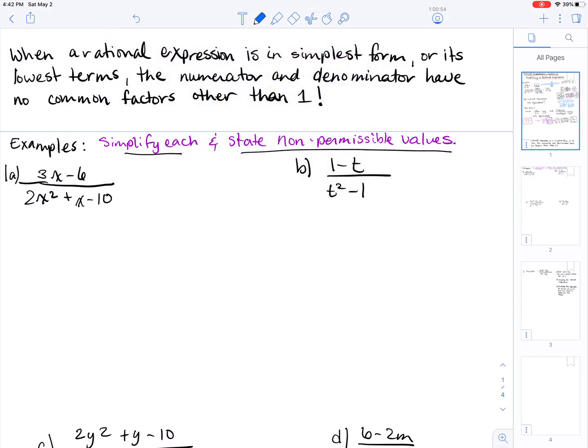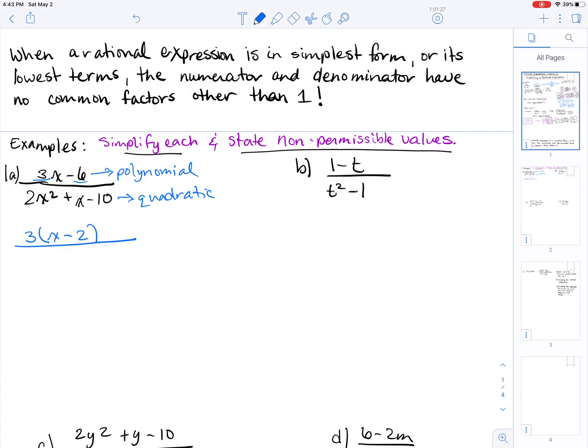So let's take the first one, (3x minus 6) over a quadratic. Well, I have a polynomial in the numerator, and I have a quadratic in the denominator. With the polynomial, is it in its lowest terms? No, it's not, because I have 3 common to 3x and 6. So I'm going to take that out. So I have 3 times (x minus 2).